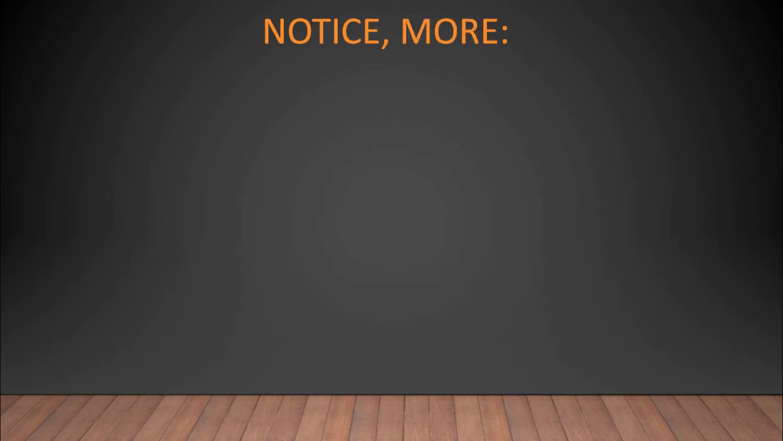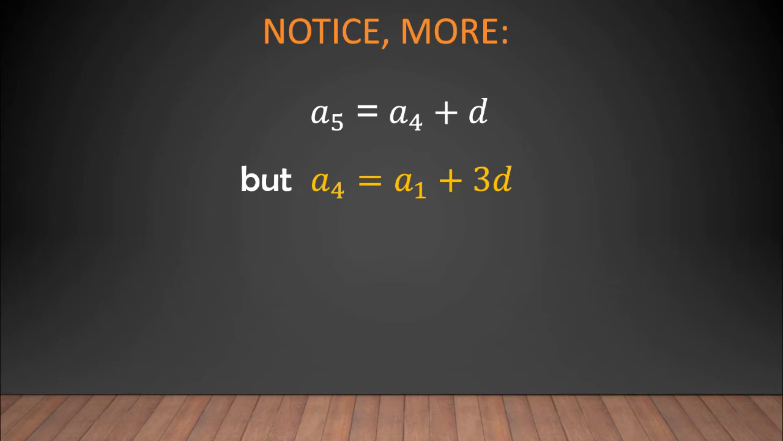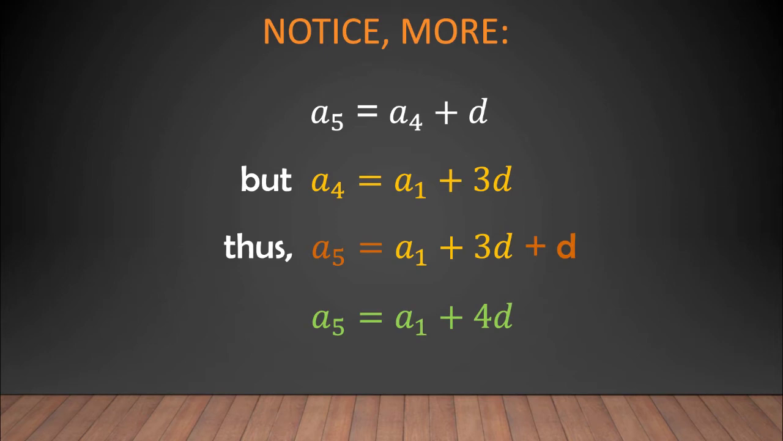Now notice more that a sub 5 is equal to a sub 4 plus d, but a sub 4 is equal to a sub 1 plus 3d. Thus, a sub 5 is equal to a sub 1 plus 3d plus d. Therefore, a sub 5 can be written as a sub 1 plus 4d.